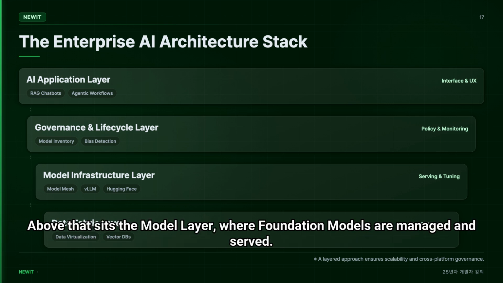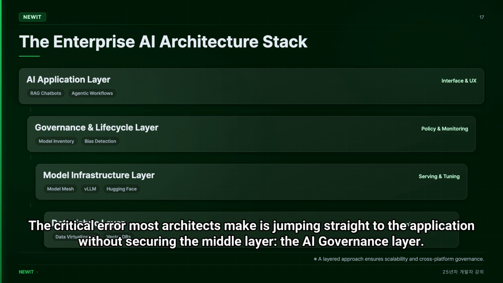Above that sits the model layer, where foundation models are managed and served. The critical error most architects make is jumping straight to the application without securing the middle layer, the AI governance layer.